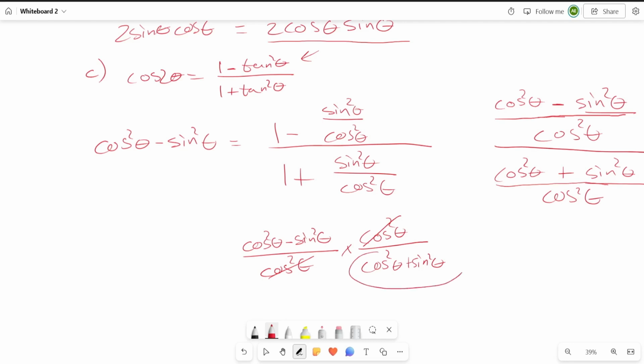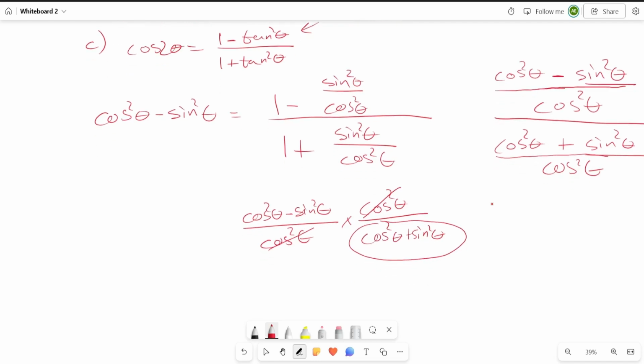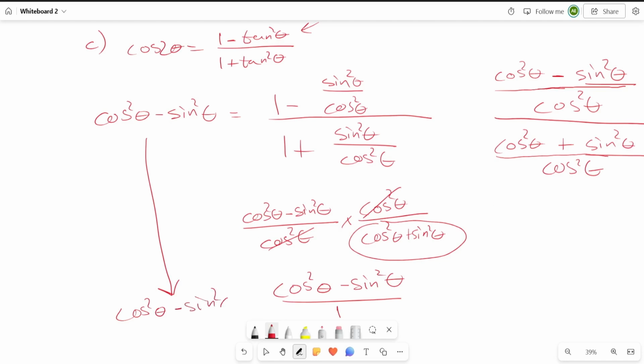And I know that from my Pythagorean identity, cosine squared theta plus sine squared theta is 1. So I can rewrite this whole thing as cosine squared theta minus sine squared theta over 1, which is basically exactly the same as the left side over here. And this is how we proved these two. Okay, perfect. I hope everything is clear.